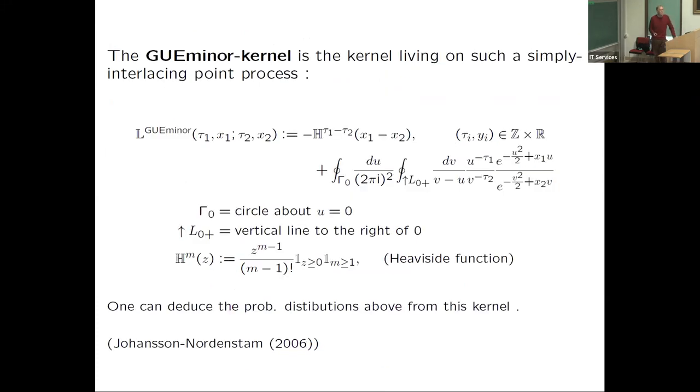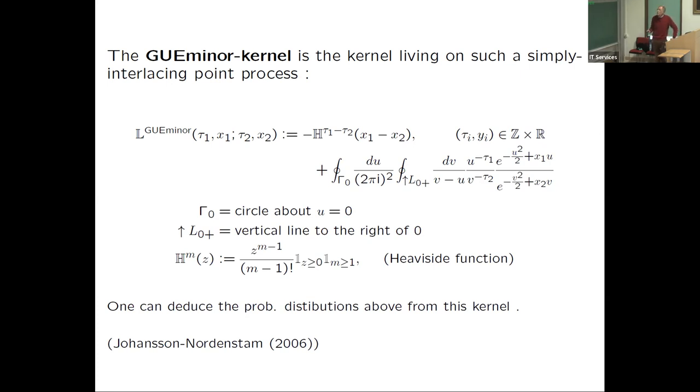Now, this problem also has a kernel, which enables you then to compute the probabilities, okay? Namely, that kernel is the GUE minor kernel. It's expressed as the Heaviside function here, plus a double integral, where the u integral is over a small circle about zero, and this is a complex line to the right of that small circle, going from the bottom to the top, times this expression. So the levels tau appear right here, and the coordinates x1 and x2 appear here, okay. So one can deduce the probability distribution which I showed you before. One can deduce it, in fact, from this kernel by standard tricks, okay. So in a way, in this situation, everything is known.